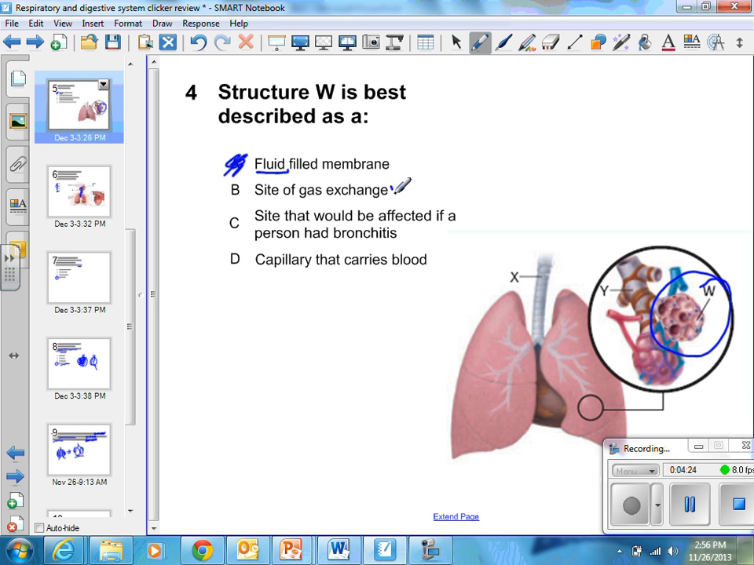Site of gas exchange. This is true. Would it be affected by bronchitis? No. Bronchitis will affect a little farther up the respiratory tract. Capillary that carries blood? Well, part of this is a capillary, but the best answer is that this is a site of gas exchange. This is capillaries and alveoli. This is where gas exchange occurs.